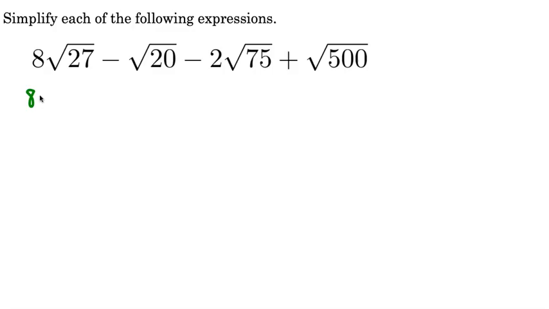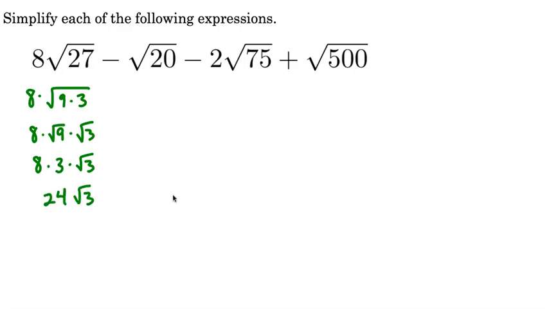So 8 times the square root of 27 is 9 and 3. Again, if we can get that factor pair directly, do so. It's going to be the fastest option for you. So 8 times 3 times the square root of 3, 24 square root of 3. Then we have square root of 20, so that's square root of 4 and 5. So square root of 4 times the square root of 5, 2 square root of 5. And I'll just bring that down one more line.